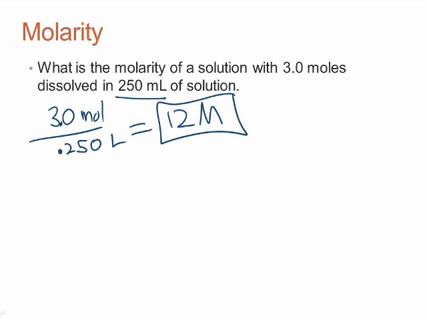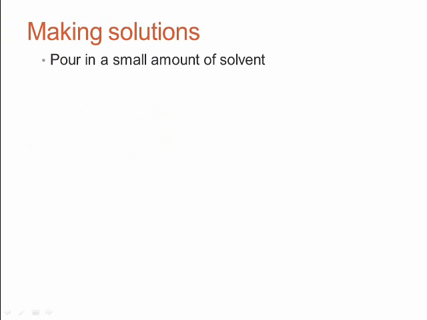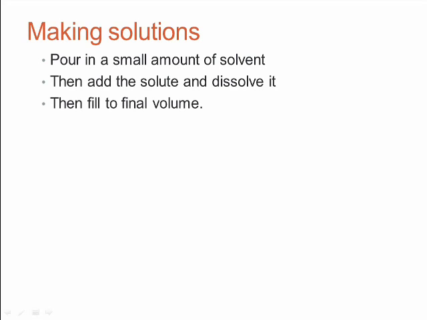Intense. Some of these problems you're going to have to actually come up with the moles yourself. If you're given a certain number of grams of solute, you'll have to calculate the number of moles, but we've done that hopefully about 5 billion times by now. So it should be very easy. For making solutions, we want to pour in a small amount of solvent, such as water. Then we're going to add the solute and dissolve it. Then we're going to fill to a final volume.